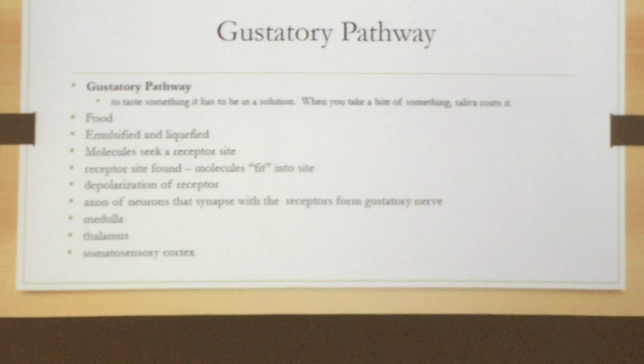So, the food has to be in a solution. It has to become emulsified and liquefied. The molecules then will be released. They will seek a receptor site. The receptor site is found. The molecules fit and lock into that site. The site depolarizes. The neurons that are synapsed with it, they will fire. That message then will go down that neuron, down the axon. The axons come together and form the gustatory nerve. The message then goes to the medulla, then the thalamus, and the somatosensory cortex.